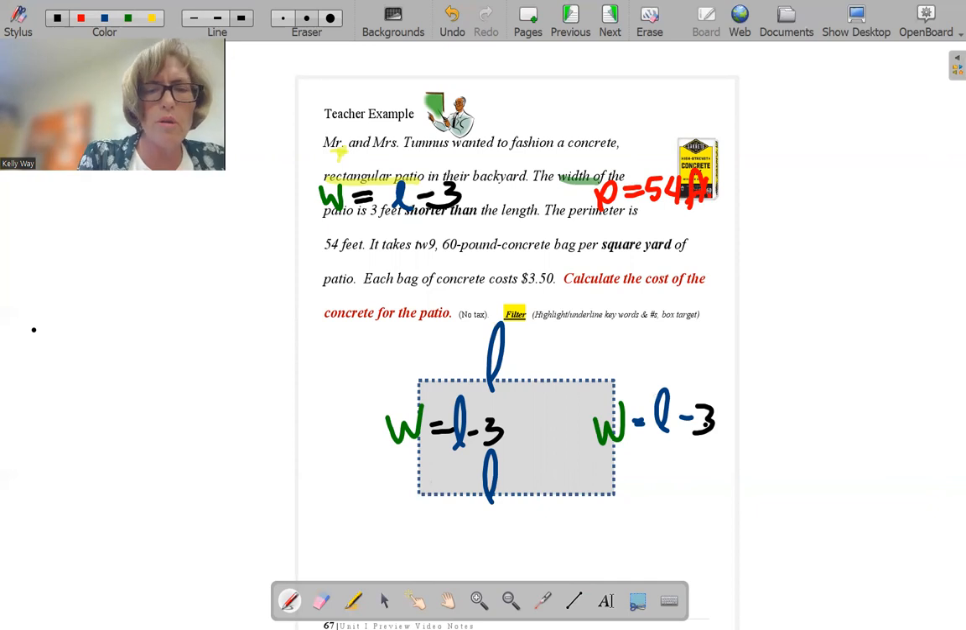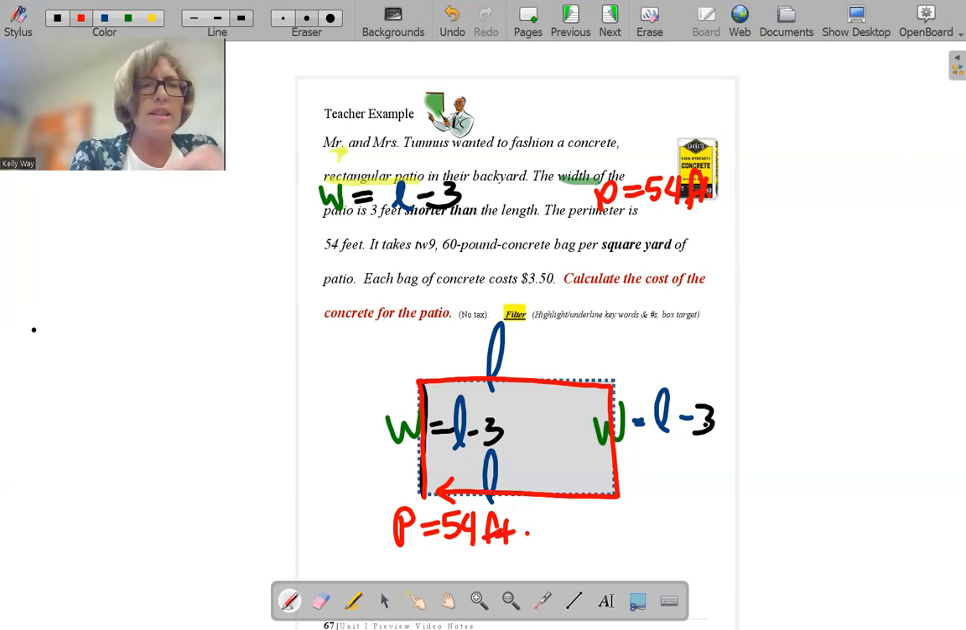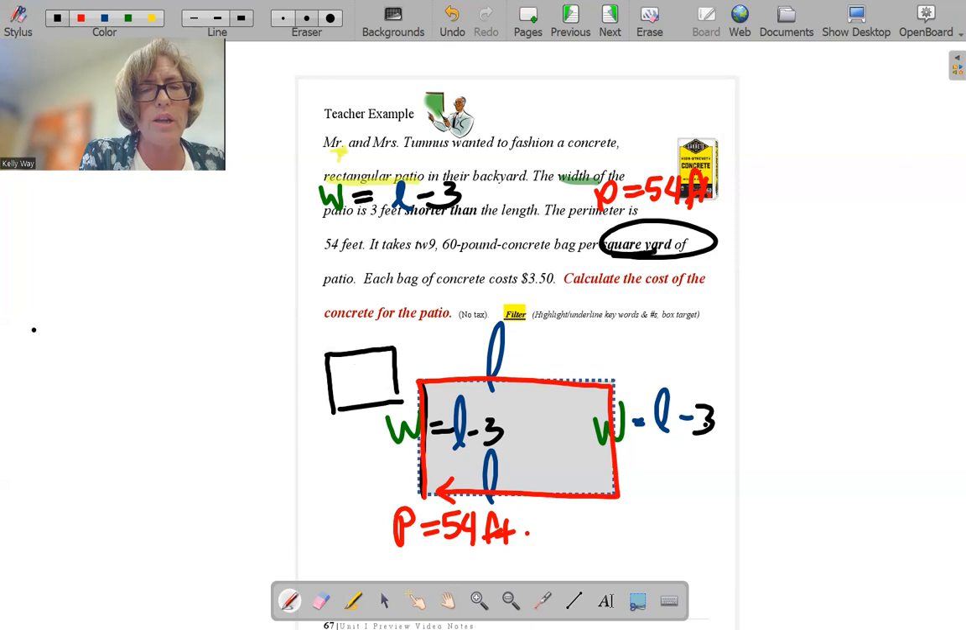The perimeter, which means you walk it around. Walk it around. Perimeter equals 54 feet. It takes for every square yard, not square foot, square yard. A square yard is a 1 yard by 1 yard. Once you draw that right here, which means I'm 3 feet this way, 3 feet that way.